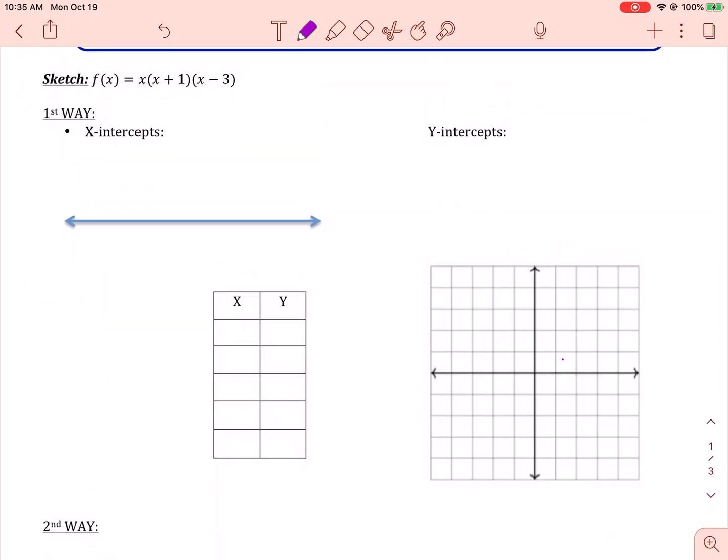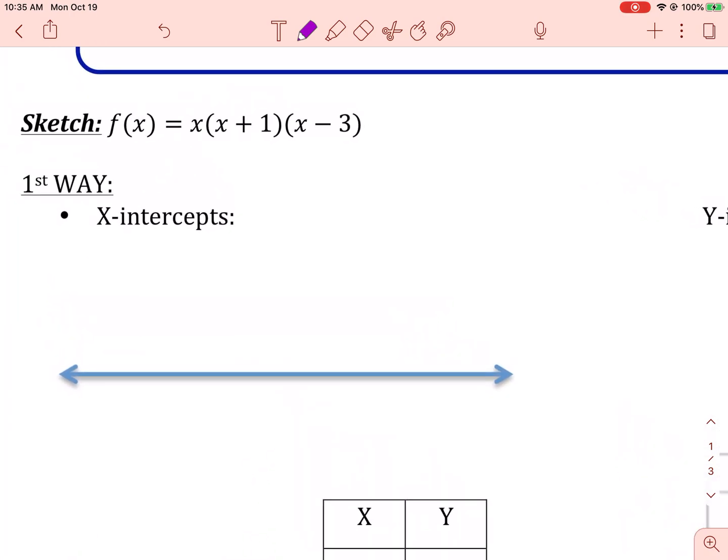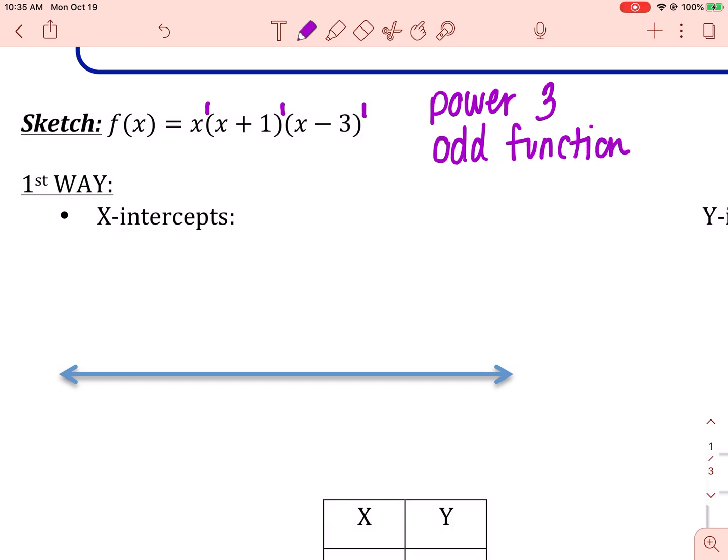So the first way is we're going to look at this function. Notice that there's a power 1, 1, and 1. This is all being multiplied. So if you took a power of 1 times a power of 1 times a power of 1, you'll see it's actually going to be a power 3. So this is power 3, or degree 3. So it is an odd function. And reviewing from our video before, an odd function has that like Travolta look, where it starts and ends in different directions. Okay, so that's the idea.